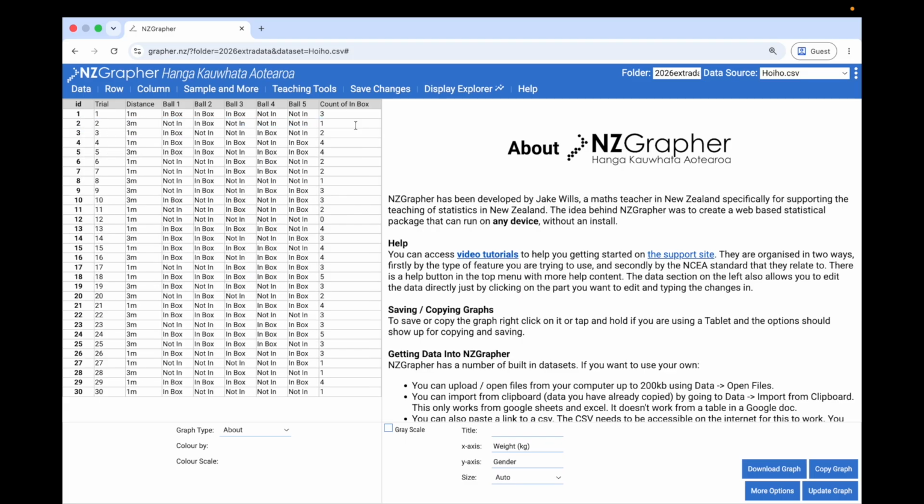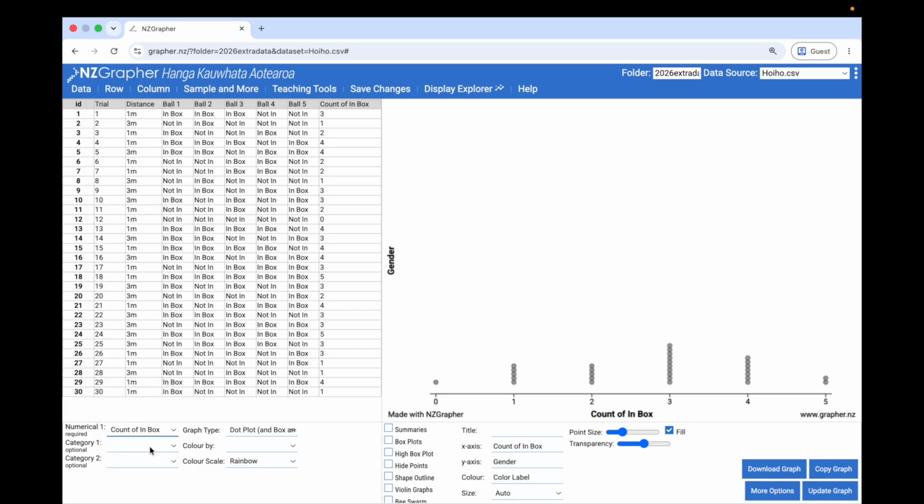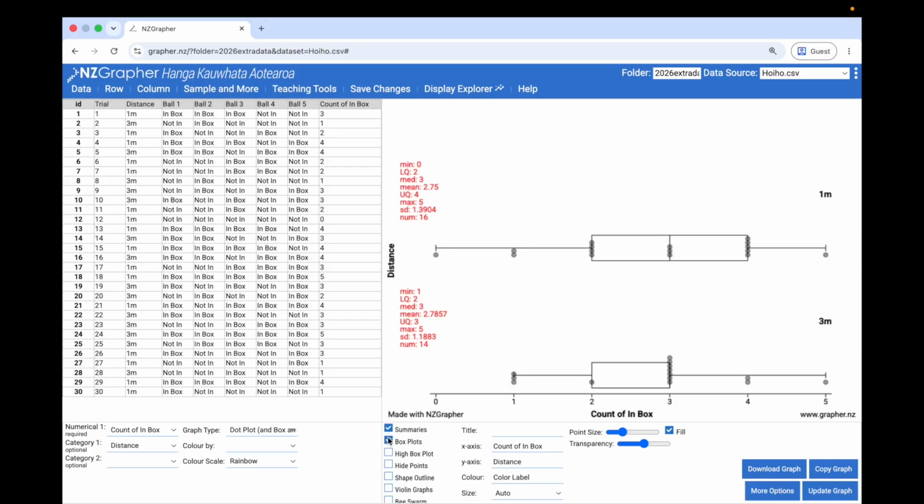So I now have a data set that looks like this. I've got trial 1 through 30, the distance that person was away, either 1 meter or 3 meters, because we randomly put them in those groups, the number of times they got them in the box, and the count in the box. Now, if I have a look at my dot plot, looking at the distance and the count that they got in the box, and we put on some box plots, we can see that the median for this one is 3 and the median for this one is 3. I would have liked it if we got a slightly different median.